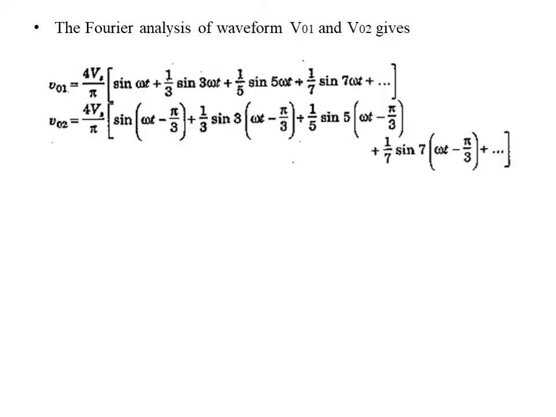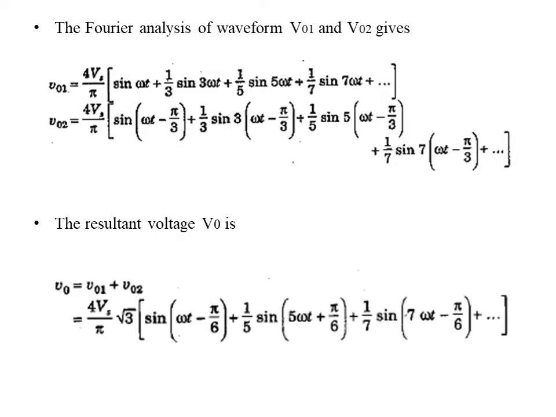The output voltage V0 is the addition of the two inverter voltages, that is V01 and V02. Therefore, the total output voltage V0 is equal to V01 plus V02. Substituting the values of V01 and V02, we get V0 is equal to 4 Vs divided by pi into root 3 multiplied by sine omega t minus pi by 6 plus 1 by 5 sine 5 omega t plus pi by 6 plus 1 by 7 sine 7 omega t minus pi by 6, and so on.